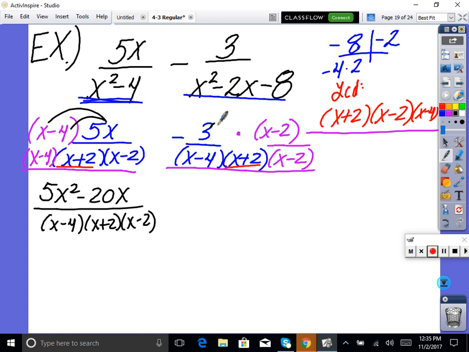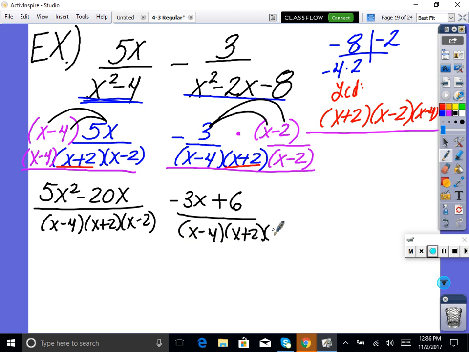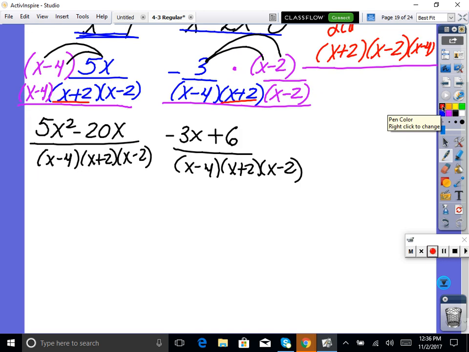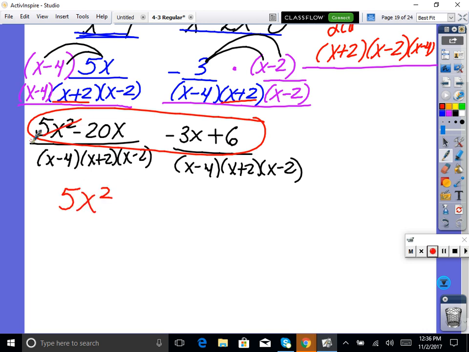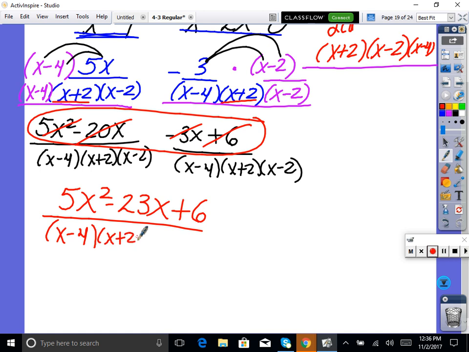Then right here, negative 3 times x, negative 3x. Careful, negative 3 times negative 2. I've already distributed my negative, and then that's over (x minus 4)(x plus 2)(x minus 2). Now, because our denominators are the same, we can combine the numerator. Is everybody seeing how these steps are every time the same steps? So we would have 5x squared, any other x squareds? Negative 23x, wouldn't we? And then plus 6. And that's all over, did you see how I didn't multiply out the denominator? (x minus 4)(x plus 2)(x minus 2).